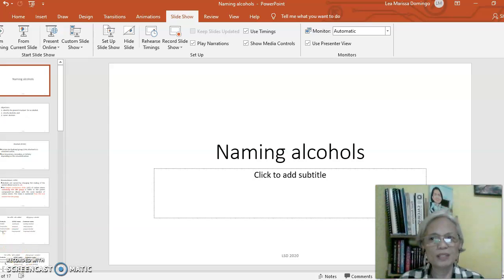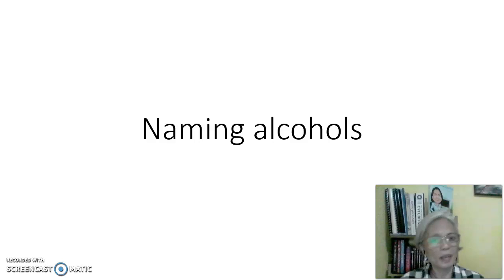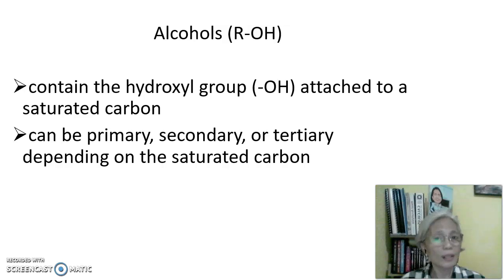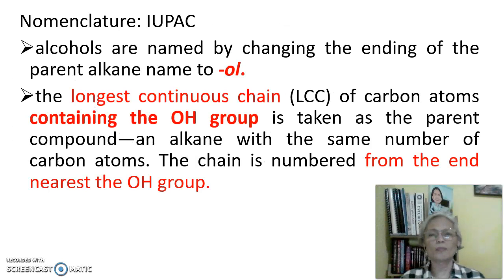Now, this presentation is about naming alcohols. So, our objectives are to identify the general structure for an alcohol, classify alcohols, and name alcohols. Now, alcohols contain the hydroxyl group OH attached to a saturated carbon. So, they are organic compounds which contain the OH functional group. Alcohols can be primary, secondary, or tertiary depending on the saturated carbon.